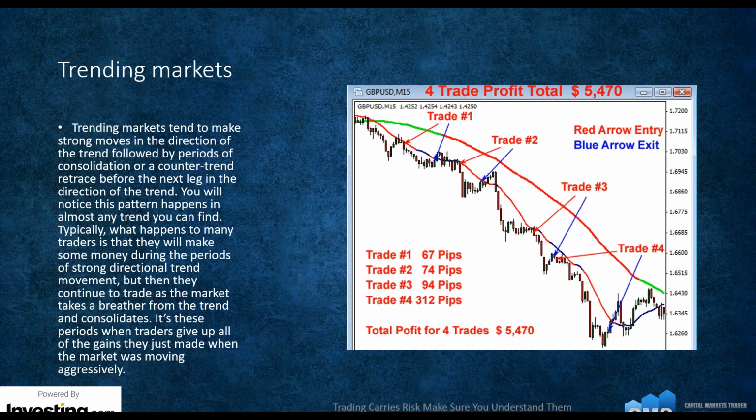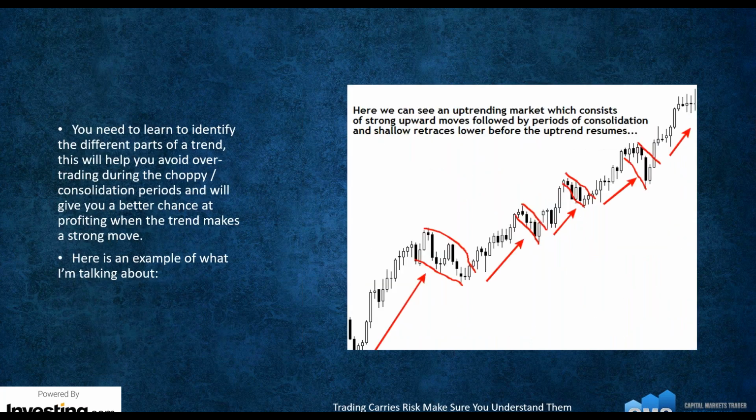Typically, what happens to many traders is they will make some money during the period of a strong directional trend movement, but then they will continue to trade as the market takes a breather from the trend and consolidates. It's these periods when traders give up all the gains they just made when the market was moving aggressively. You need to learn to identify the different parts of a trend, and this will help you avoid overtrading during choppy consolidations and panic selling when the asset goes into a small retracement.